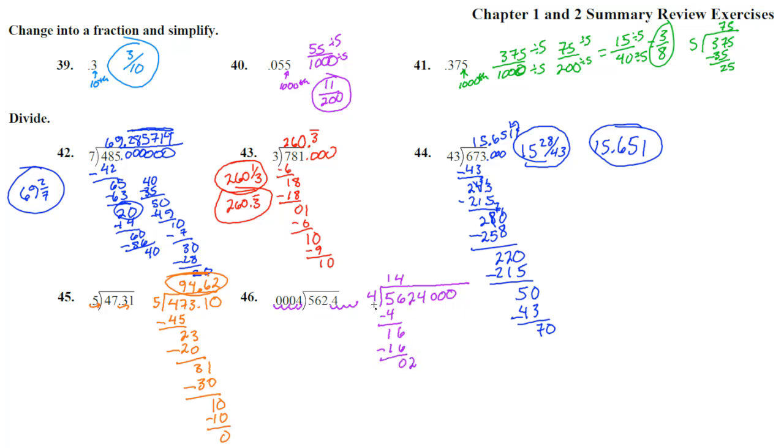Drop down the 2. 4 goes into 2 0 times. I'm going to actually do that. 2 minus 0 is 2. Drop down the 4. Now we have 4 times into 24 is 6. 6 times 4 is 24. Subtract and we get 0. Drop down the 0. Now we actually have to keep going here because 0 times 4 would be 0, and then 0 and then 0. Yeah, we get 1,406,000 until we reach that last 0. Excellent.